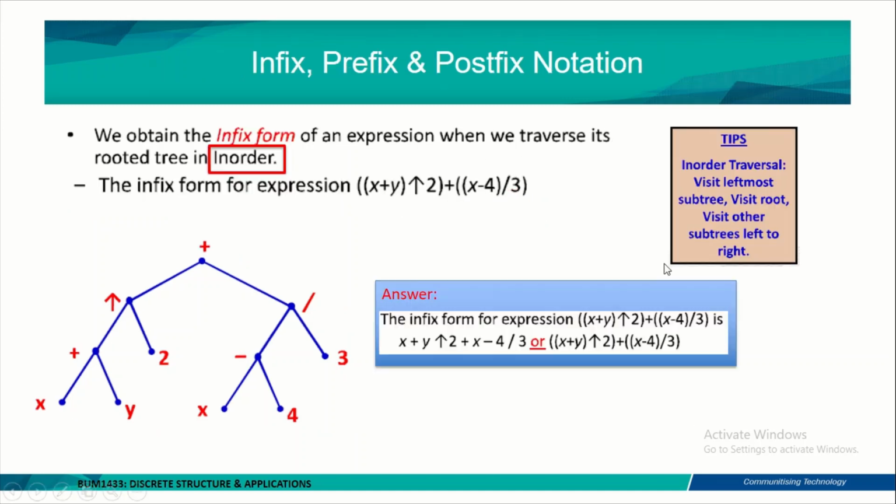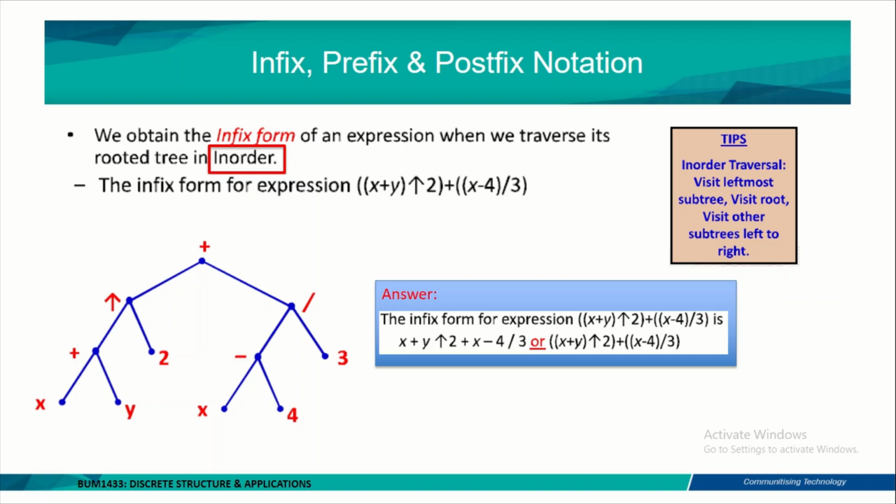Okay, so let's continue with our infix, prefix and postfix notation. For the infix, prefix, postfix, the tip is you need to understand how to do the in order, pre-order and post-order traversal. If you already understand in order, pre-order and post-order, you can easily understand how to do the infix, prefix and postfix notation.